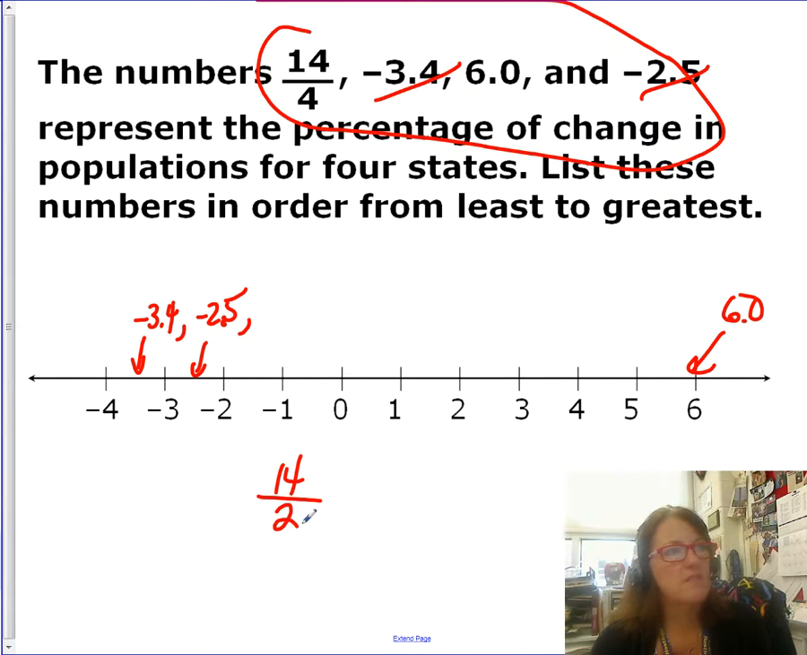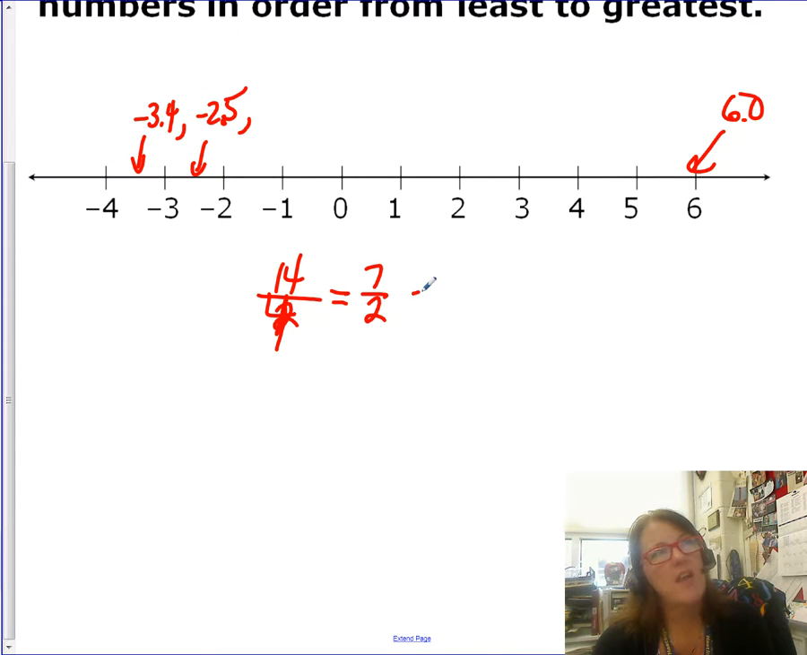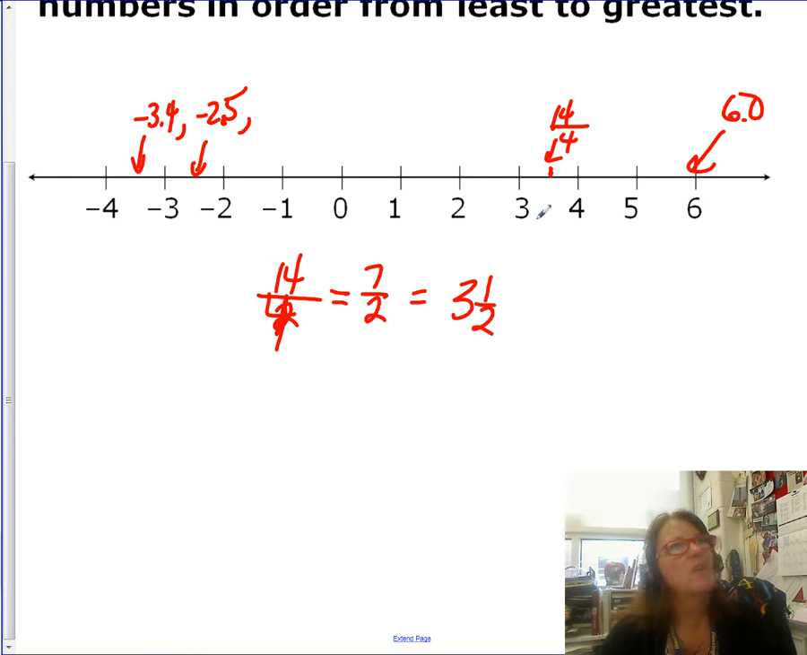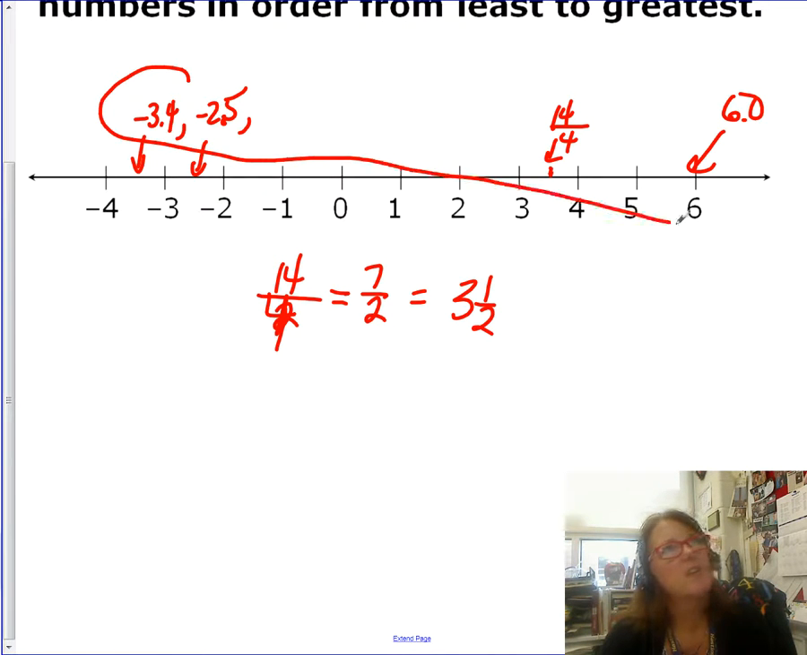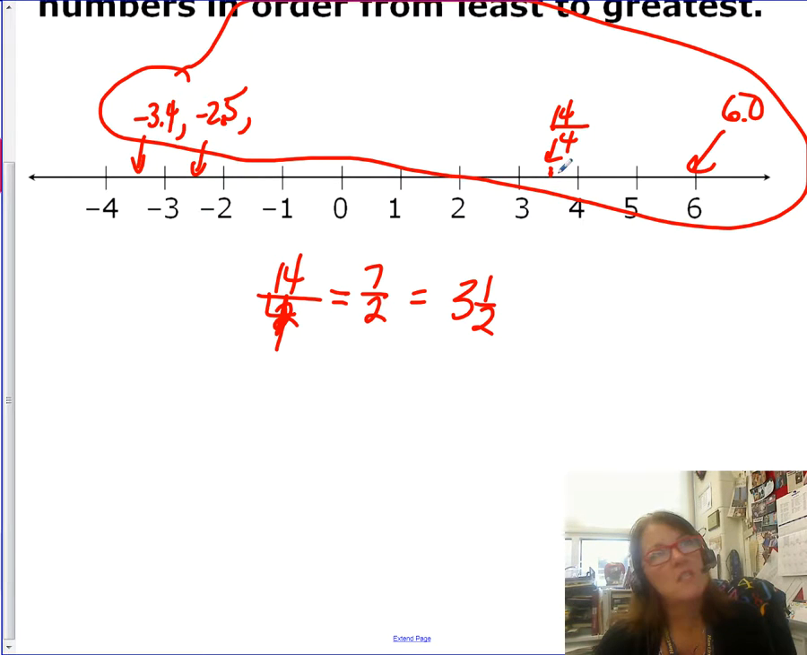Well, let's get that in simplest form here. 14/4 is the same as 7/2 as a fraction, which is 3.5 as a mixed number. So here's where 14/4 is right there. So here's your order. That's why using the number line, frankly, sometimes is very helpful. So write your list this way: -3 4/10, -2 5/10, 14/4, 6.